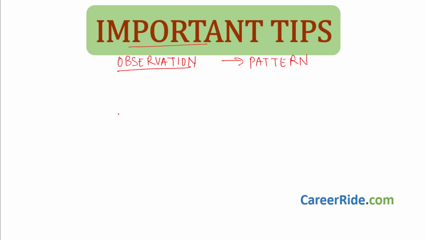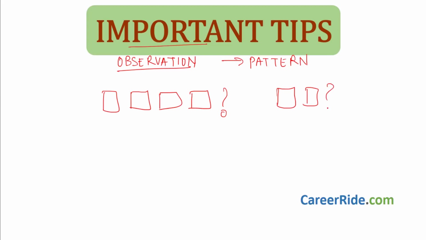The way the sums are asked in non-verbal analogy, they give you 4 figures like this, 1, 2, 3 and 4, and they ask you what is the 5th figure. Or they might give you, say, 2 figures and ask you the 3rd figure, then give you the next 2 figures, the 4th and 5th one. Anything can be there. They'll give you 4 options, 1, 2, 3 and 4, and we have to choose the right option.